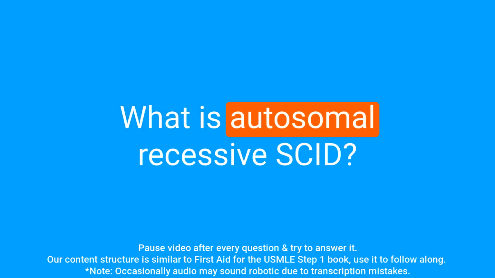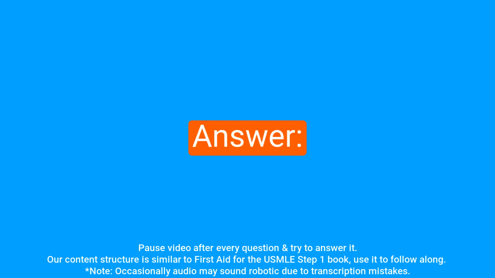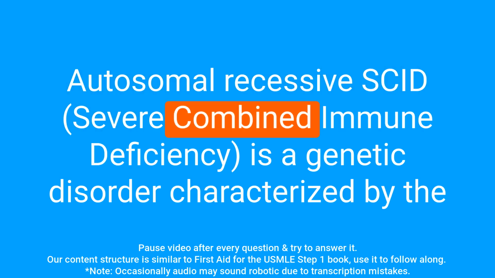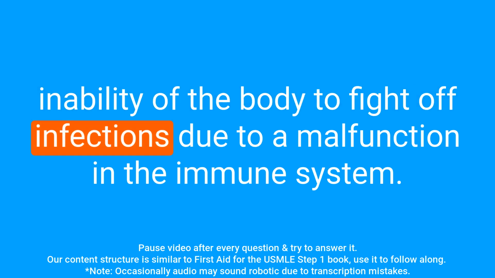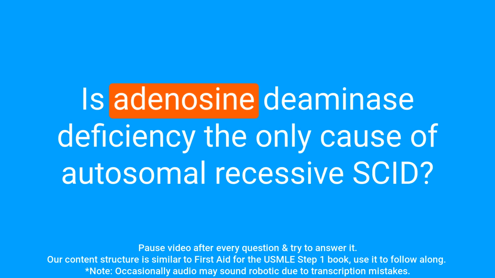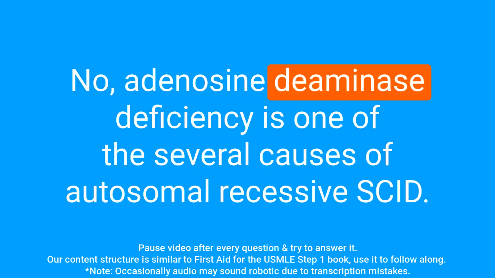Question: What is autosomal recessive SCID? Answer: Autosomal recessive SCID is a genetic disorder characterized by the inability of the body to fight off infections due to a malfunction in the immune system. Question: Is adenosine deaminase deficiency the only cause of autosomal recessive SCID? Answer: No, adenosine deaminase deficiency is one of the several causes of autosomal recessive SCID.